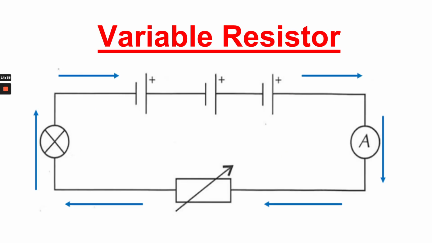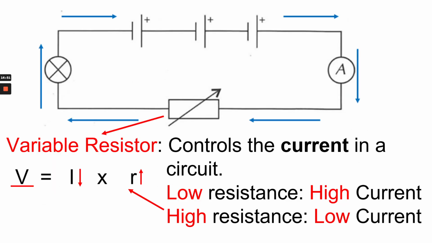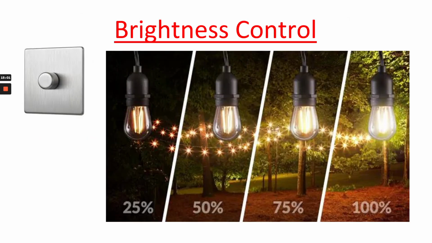So here is a circuit set up with 3 cells, an ammeter, a variable resistor to control the current, and a light bulb. And I'm going to talk to you in detail about variable resistors because you use them every day. A variable resistor controls the current in a circuit. A low resistance equals a high current, and a high resistance equals a low current. Common sense. So for brightness control, we use it for that.